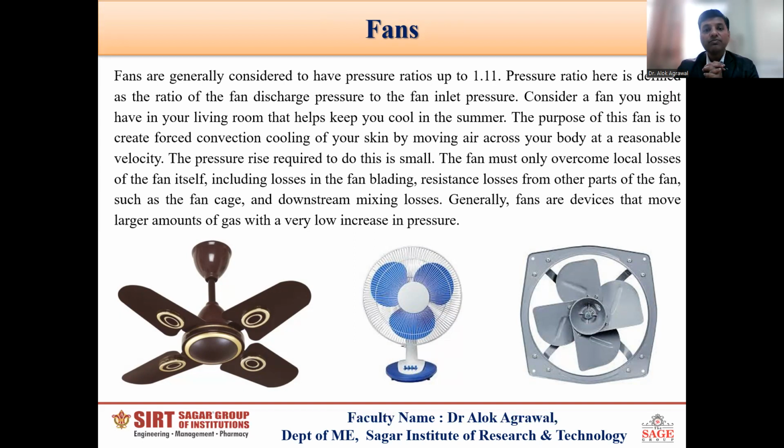Now see what is pressure ratio. It is the ratio of pressure after the air discharges from the device, to the initial pressure, at what pressure the device is taking the air or gas. So it is a ratio of discharge pressure upon inlet pressure. So what is the main function of a normal ceiling fan? It is used to give us cool in the summer season. So what is that fan actually doing? It is creating the forced convection which is used to cool our skin.